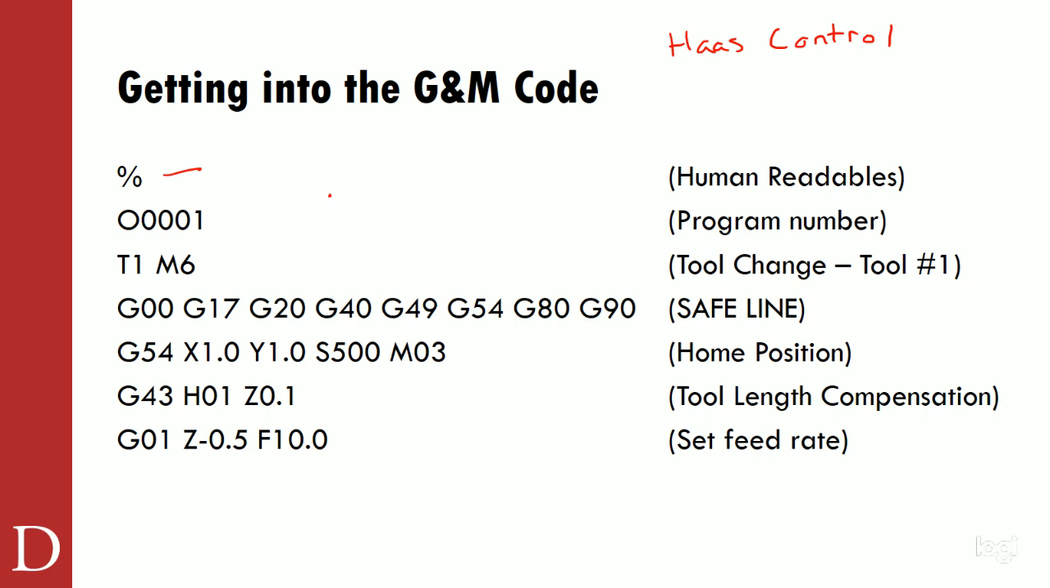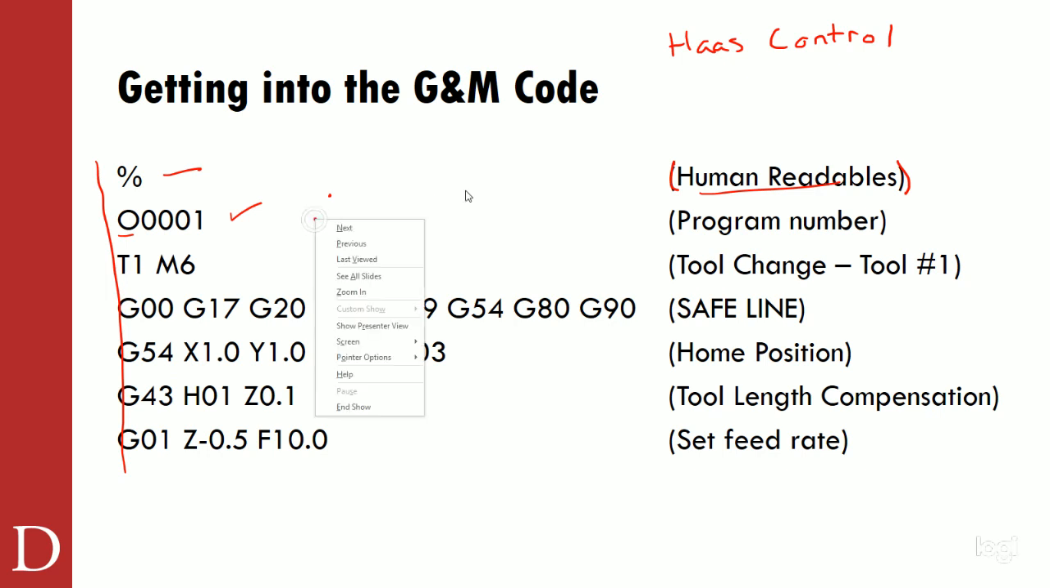So what I've got now is I've got my program number here. Notice this is an O, and then this is 0001. And what I have over here are what we call human readables. Everything in the parentheses is what we call human readable. That means it's a comment. It's a programming comment for the programmer or for the person reading it. It is not part of the actual code. So the machine doesn't care about what's in the parentheses. The machine only cares about what's over here, right?